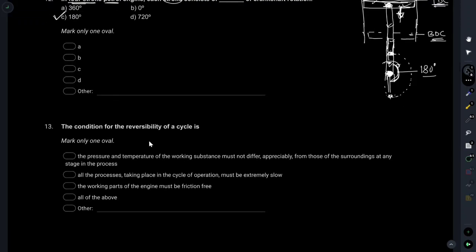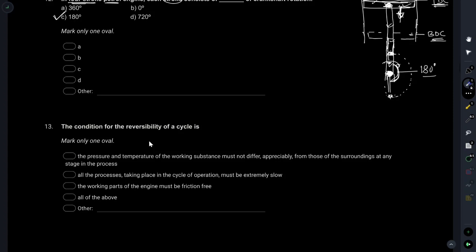Here it is asking about reversibility, right? Let us state it: the condition for the reversibility of a cycle. What is the condition for which we can call a cycle reversible? The first and last condition we can say is that all the processes must be reversible, right? Most important one. In a cycle there may be a number of processes, and all the processes present in any cycle must be reversible.